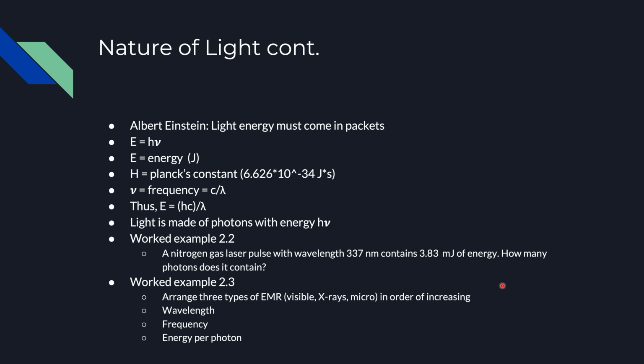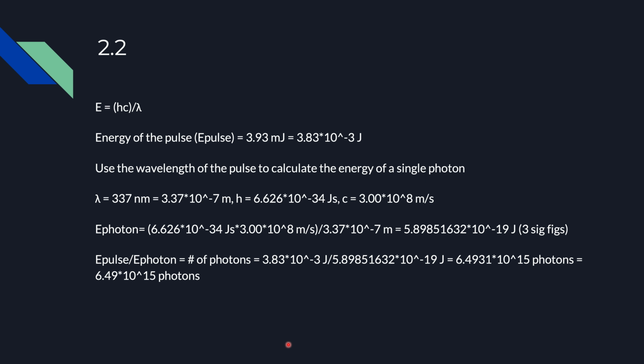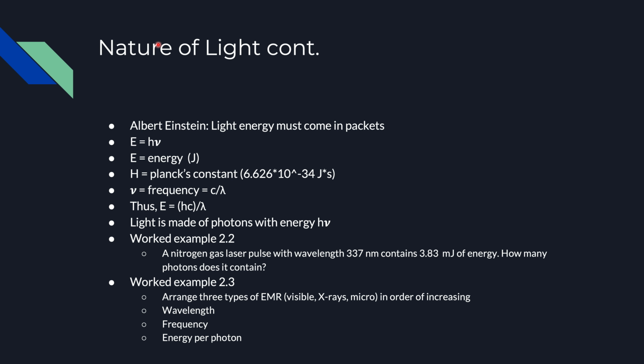And we have another example which talks about the electromagnetic spectrum, asking you to arrange three types of electromagnetic radiation, visible, X-rays, microwaves, in order of increasing wavelength, frequency, or energy per photon. Oh, sorry, I forgot to give you some time to think about it. Please feel free to pause the video if you want to solve it.